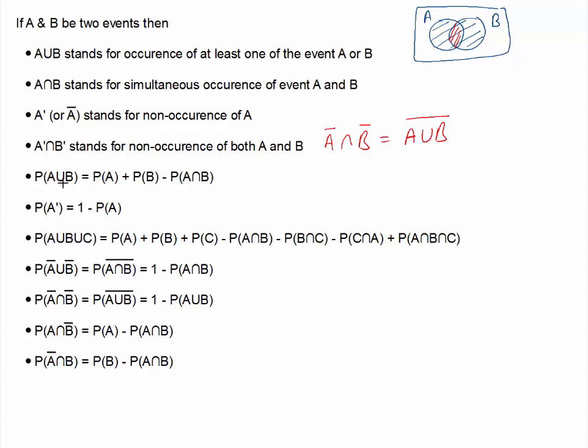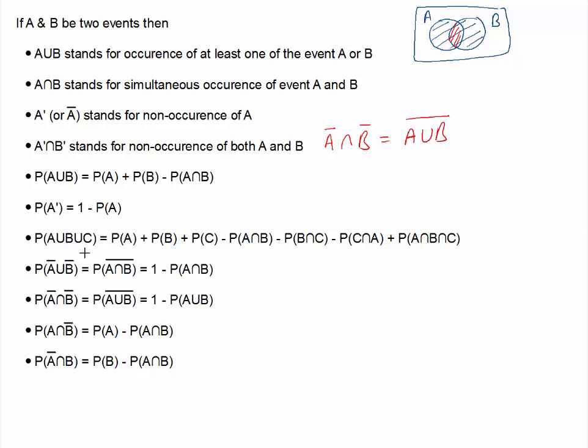Next is probability of A union B equals probability of A plus probability of B minus probability of A intersection B. Next is probability of A complement equals 1 minus probability of A. Now this is intuitive. Let's say someone tells you that the probability it will rain tomorrow is 60%. So what is the probability it will not rain tomorrow? The answer is 100 minus 60%, so that would be 40%, which in fraction would be 1 minus 0.6. So that will give you 0.4 probability.